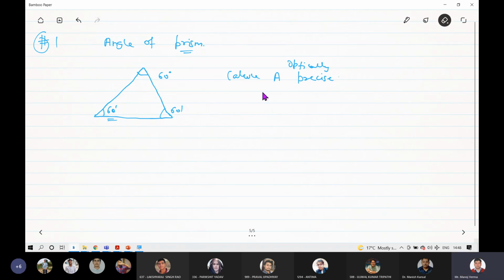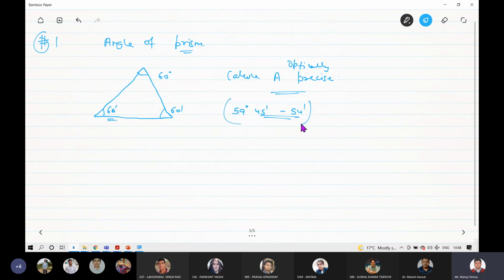Okay, geometrically you can say it is 60, but if you find this angle optically, then yes, the observations will be very precise. You will see the angle will come something like 59 degree 45 minutes or 54 minutes. So with the help of optics, you can find these angles in a very precise way.